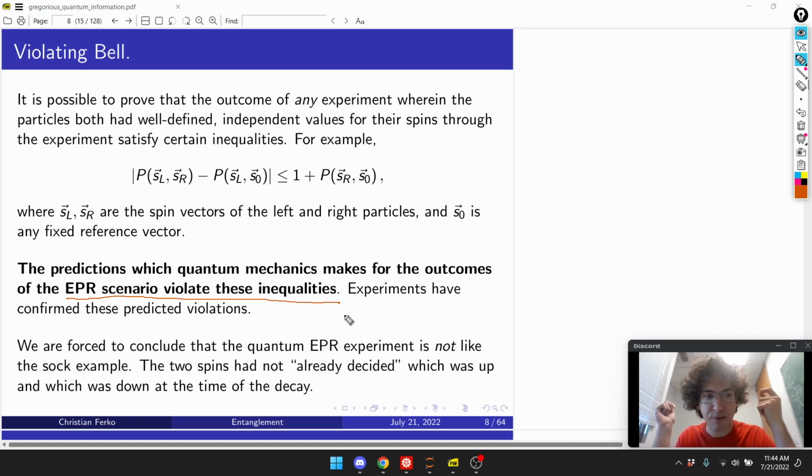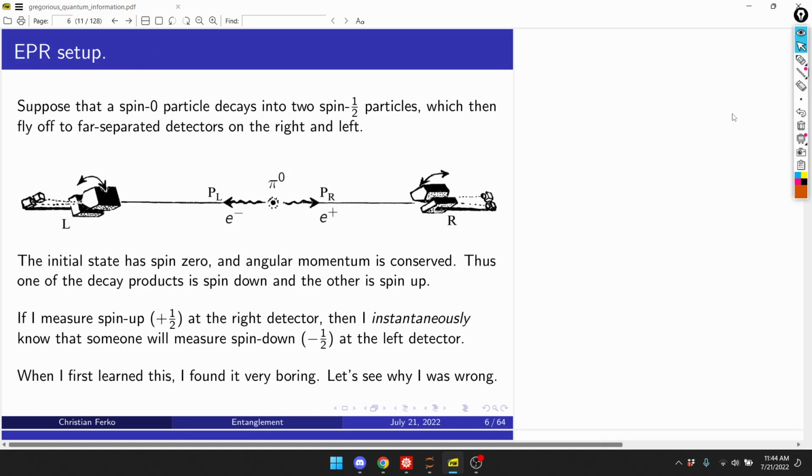So how can we interpret these violations? I mean, the only possible out, as far as I'm concerned, some people cook up very strange cranky theories to have other outs, but from my perspective, the only sensible way to evade these inequalities is to say, it was not the case that in the EPR experiment, there was some random assignment of an upspin to one of these and a downspin to the other via some random process.